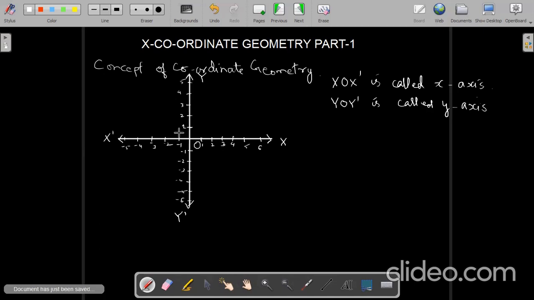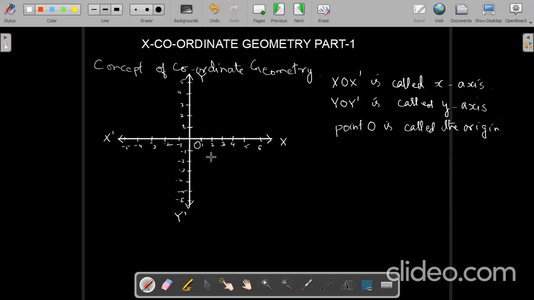Okay, and they meet at the point O. We call the point O the origin.